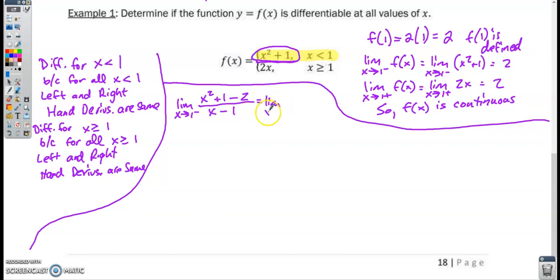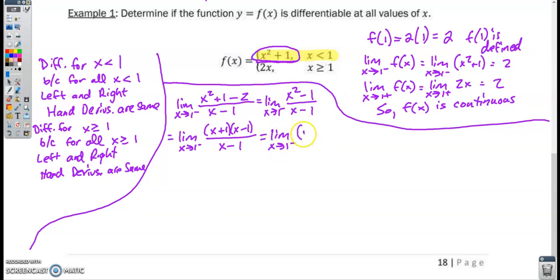It's the limit as x approaches 1 from the left of x squared minus 1 over x minus 1. If I try to take this limit via substitution, it becomes the indeterminate form 0 over 0. So I'm going to factor. And so that's equal to the limit as x goes to 1 from the left of the quantity x plus 1, which is going to be 2. So the limit from the left is 2.